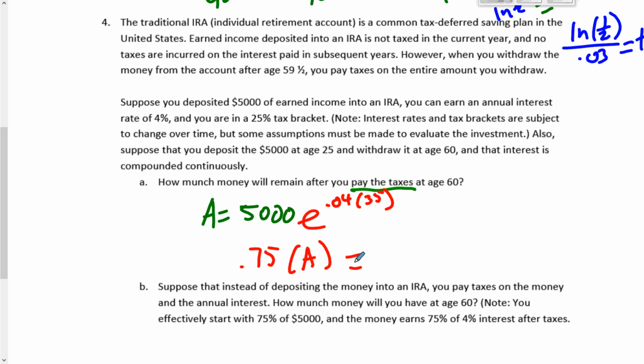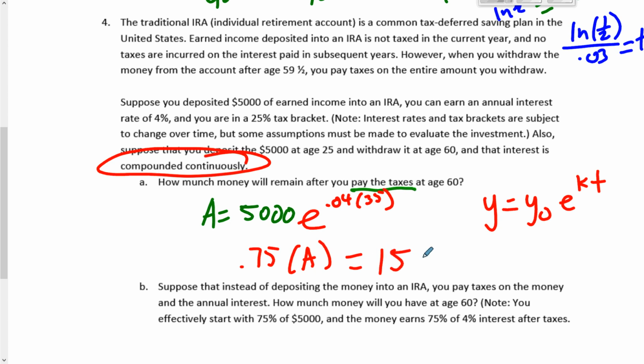You might have a question of why I'm using the Pert formula on this one. That's because we're talking about exponentials, and the formula is y equals y sub 0 times e raised to the kt, where k is our rate, which is 0.04, and y sub 0 is how much I invest originally. It says right here, compounded continuously. Keyword there too. So we'll multiply this out.